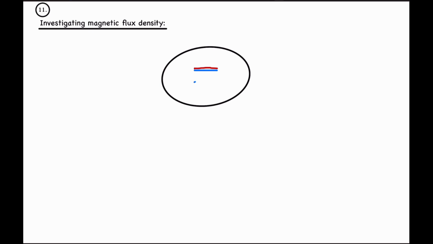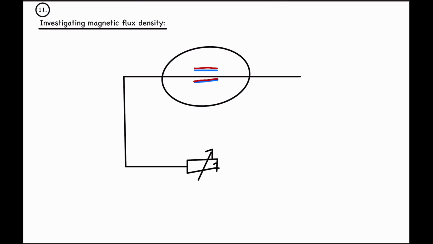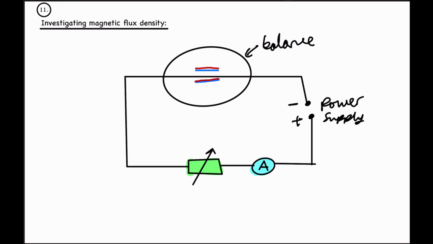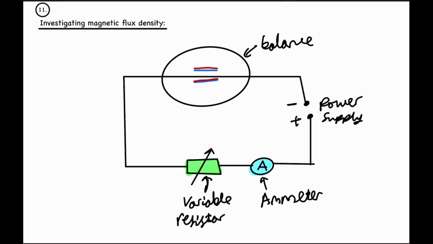And you have the same on the other side. And you have a wire going through them, and it will be connected to a variable resistor, an ammeter, and a power supply. So now let's label the apparatus. So we have the balance, we would have the power supply, we have the ammeter, we've got the variable resistor, and we have magnets over here, where the blue side we can say is the south side and the north side is the red side.